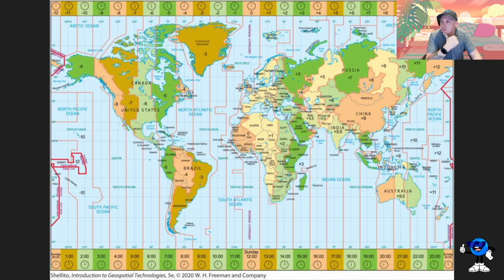The prime meridian marks the start of a new time zone, and the international date line marks the division between 24-hour time periods, and the division between one day and another.